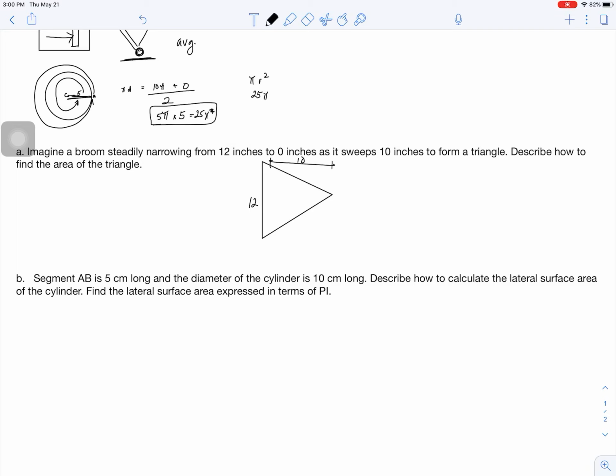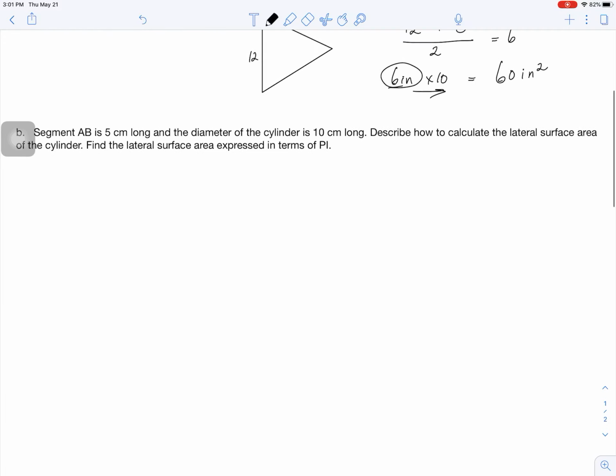Describe how to find the area of the triangle. We start at a length of 12 inches and go to a length of 0 inches, so we divide that by 2 and get 6. Then 6 inches times 10 gives us 60 square inches. So the average length of the broom, 6 inches, times the distance it went, which is 10.